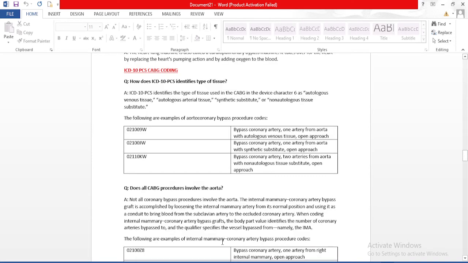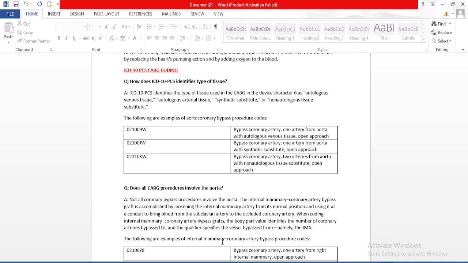Now we will learn a few guidelines about ICD-10-PCS CABG coding. These are not complete guidelines, so we need to be familiar with our code books. How does ICD-10-PCS identify the type of tissue? ICD-10-PCS identifies the type of tissue used in the CABG in the device character 6. Autologous venous tissue means it's the patient's own body's vein. Autologous arterial tissue. Autologous means the patient's own body, meaning the physician will remove that graft from the patient's own body.